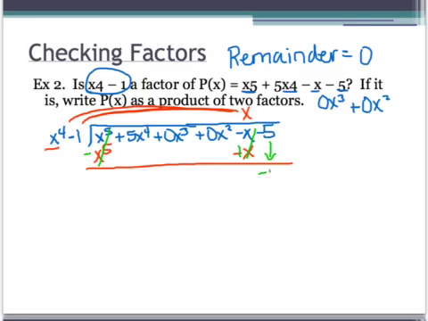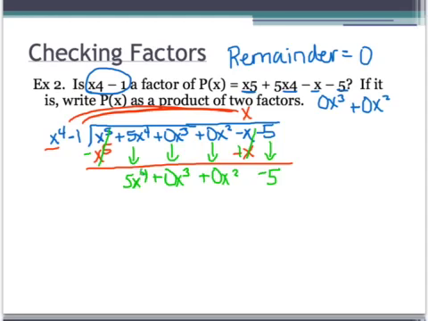You still bring down your next term. But I also need to bring down all of these. I have not used them yet. So this is really 5x to the fourth plus 0x cubed plus 0x squared minus 5.